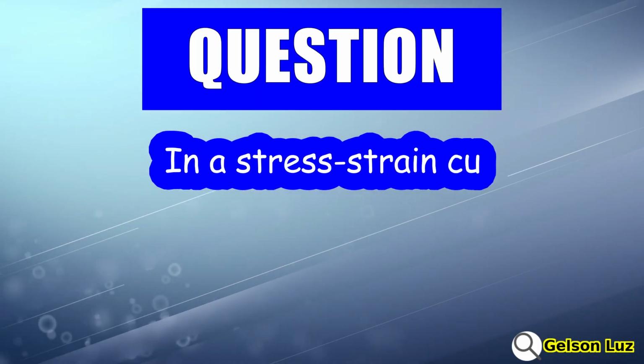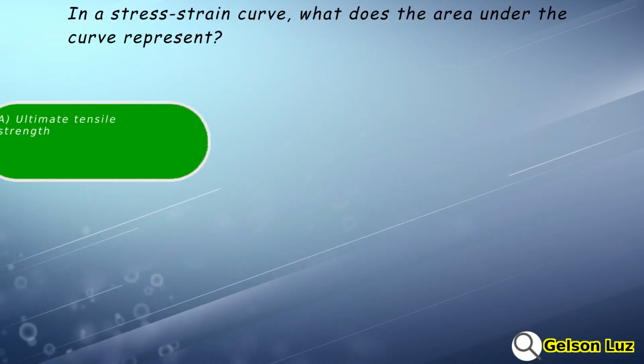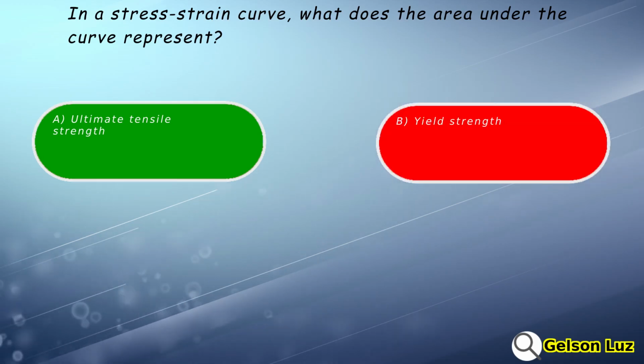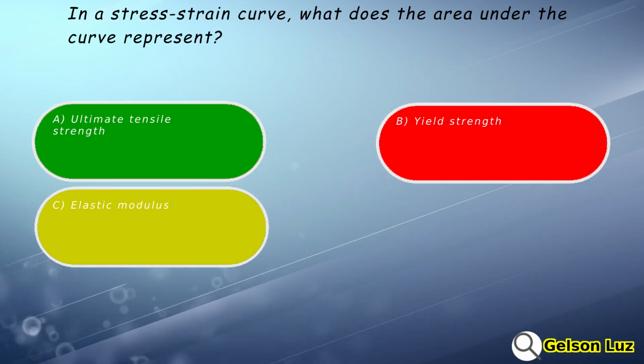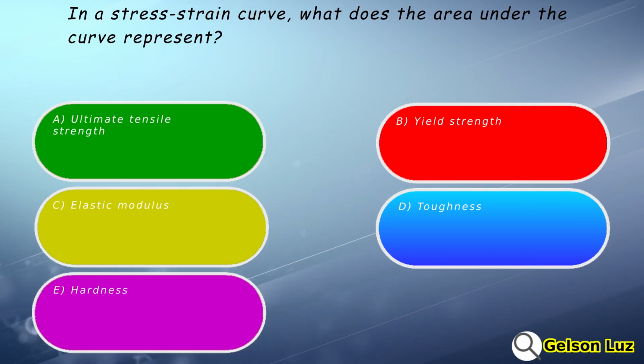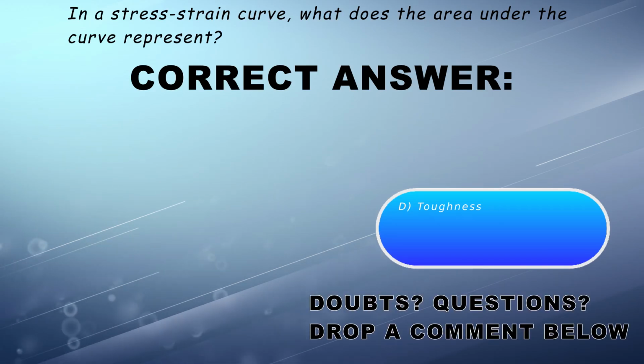Today's video is packed with easy exercises about ductile and brittle fracture. In a stress-strain curve, what does the area under the curve represent? A. Ultimate tensile strength. B. Yield strength. C. Elastic modulus. D. Toughness. E. Hardness. The correct answer is D. Toughness.